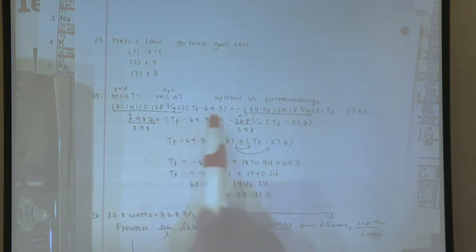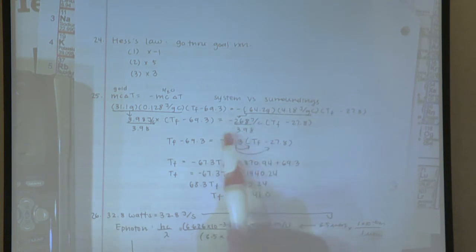And then I bring this down. What I'm now doing is I'm isolating the TF term on this side. I divide by 3.98 on both sides, as you can see. When I divide 268 by 3.98, I get this answer.